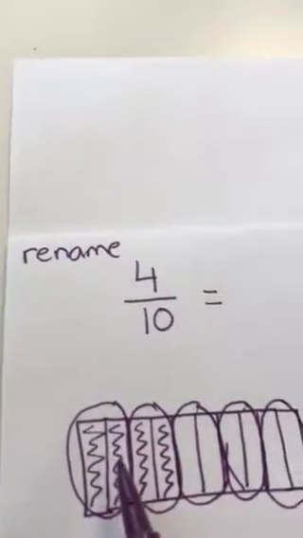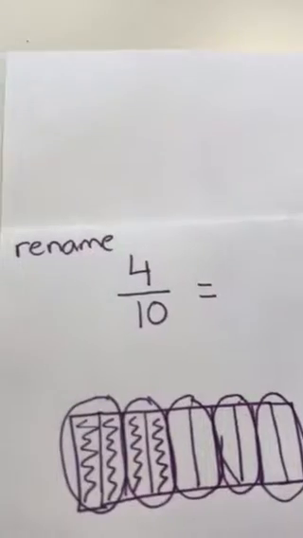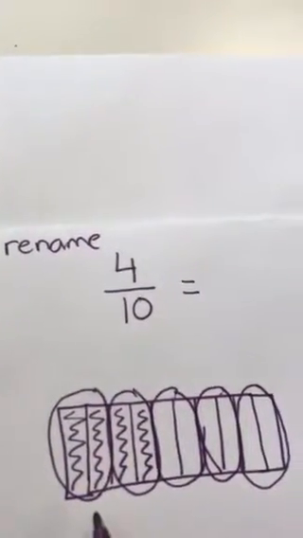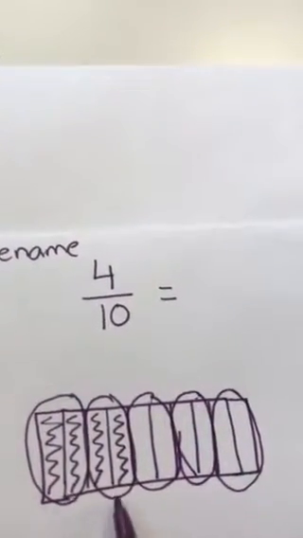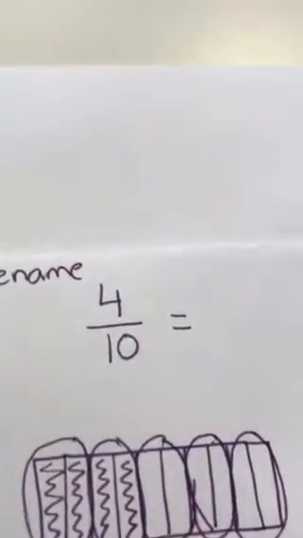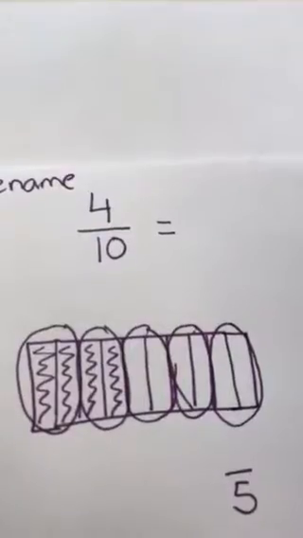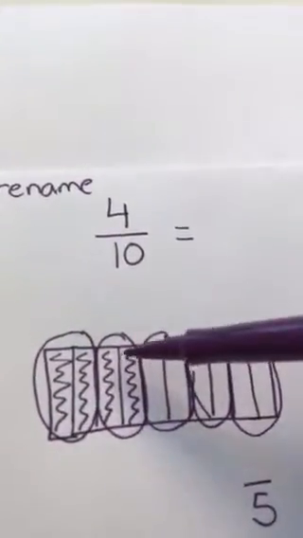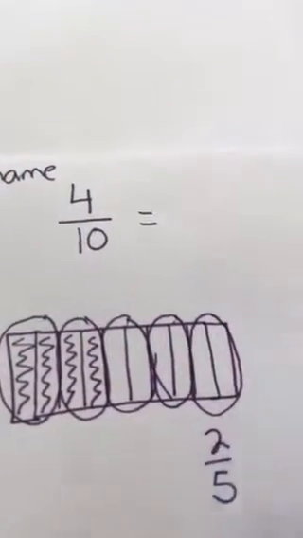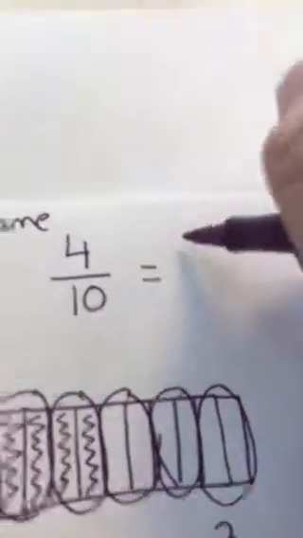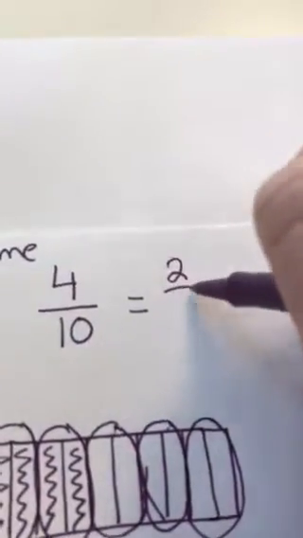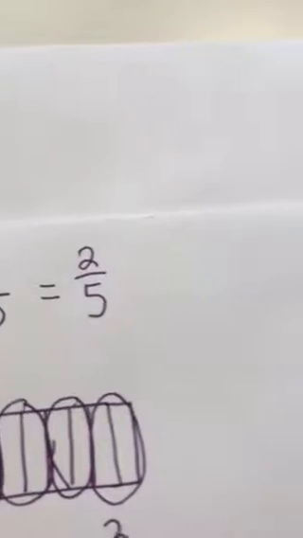Now I'm ignoring this line in the middle, and I'm talking about the fraction that I have shaded of the circles. So I've got 1, 2, 3, 4, 5 circles. So I'm working with fifths. And how many of those circles are shaded? 1 shaded circle, 2 shaded circles. So I have 2 fifths shaded. So 4/10 can be renamed as an equivalent fraction of 2 fifths.